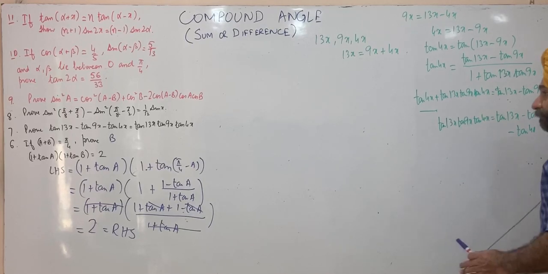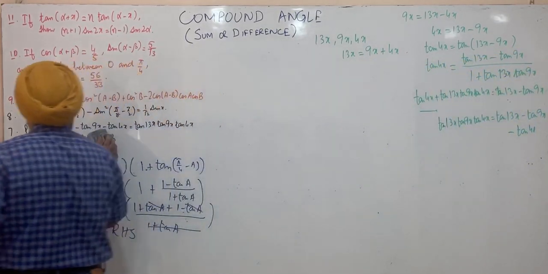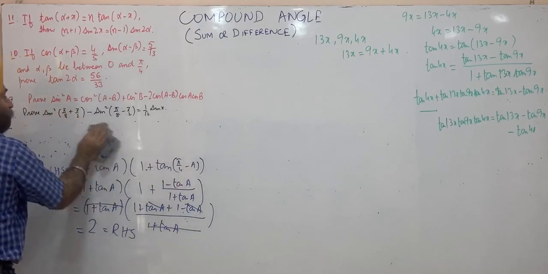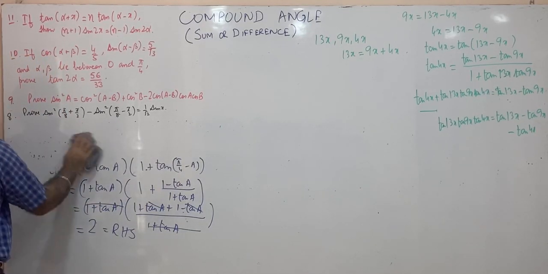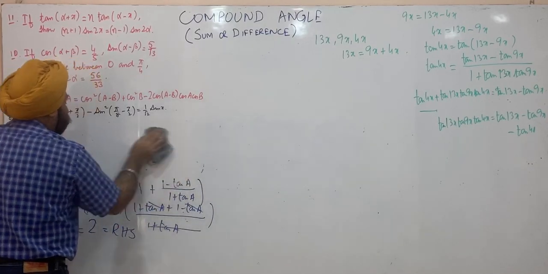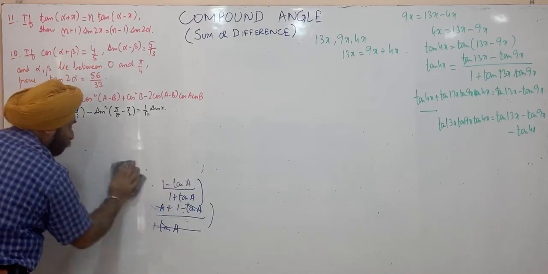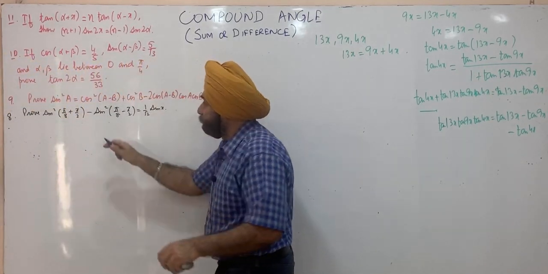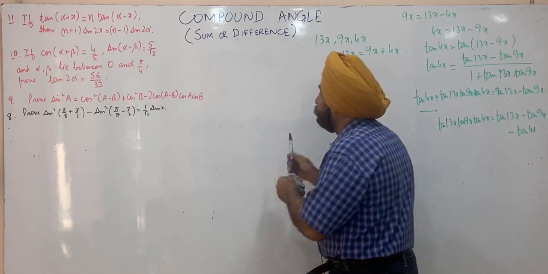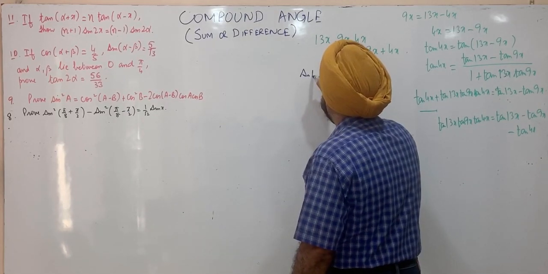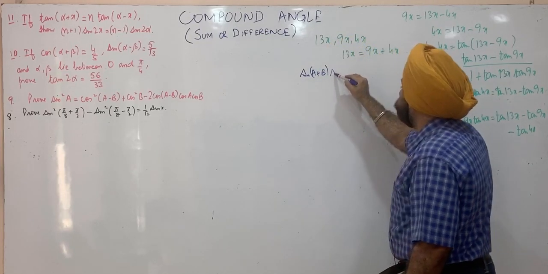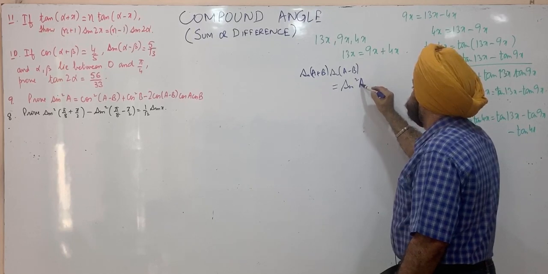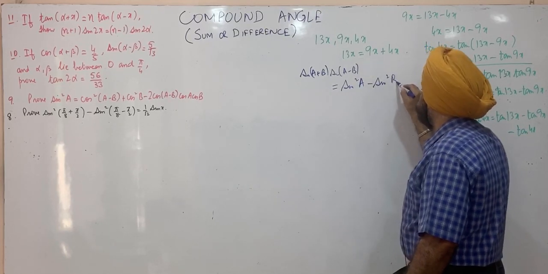The eighth one, we have to prove sin square of (pi by 8 plus x by 2) minus sin square of (pi by 8 minus x by 2) is equal to 1 by root 2 into sin x. So we can use sin square a minus sin square b. We learned that sin of (a plus b) into sin of (a minus b) is equal to sin square a minus sin square b.